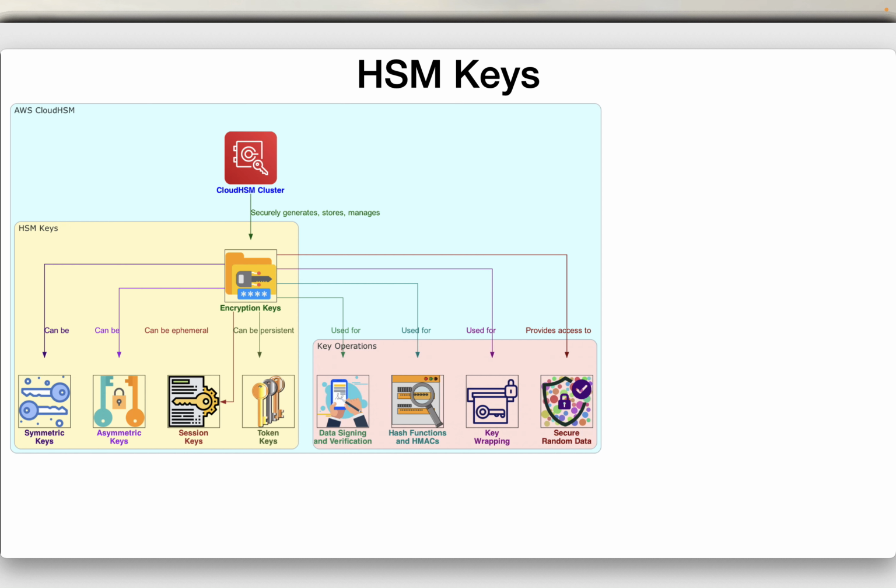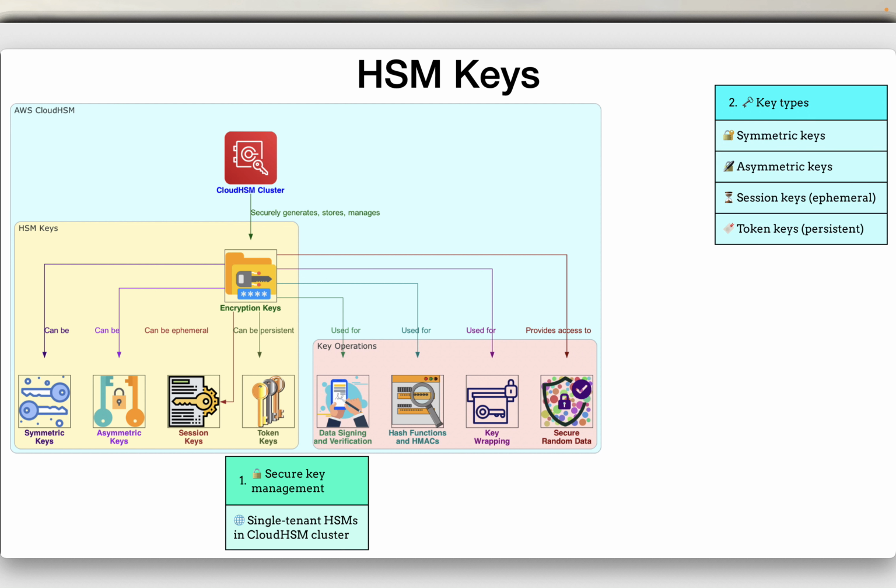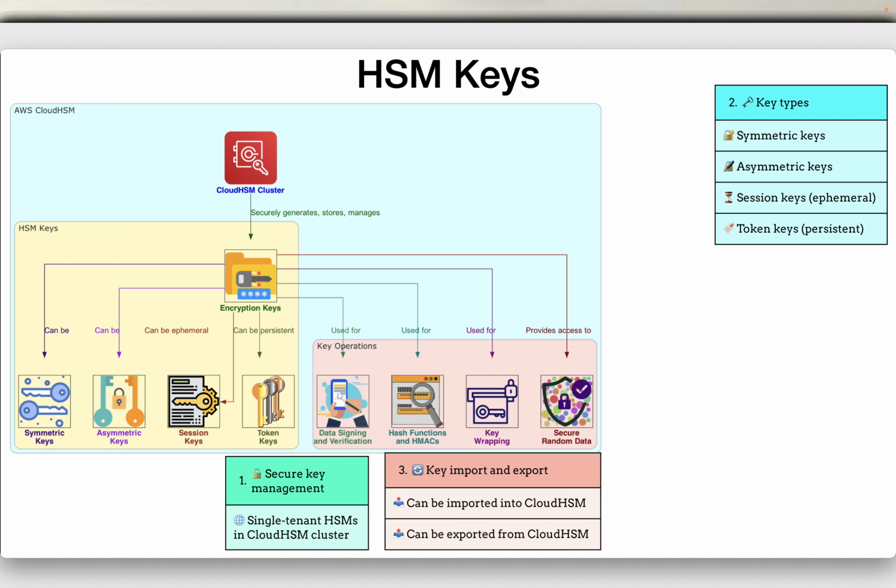Okay, next something about HSM keys. AWS Cloud HSM allows you to securely generate, store and manage your encryption keys in single tenant HSMs that are in your AWS Cloud HSM cluster. And keys can be symmetric or asymmetric, can be session keys, which are ephemeral keys for a single session. They can be token keys, which are persistent keys for long-term use. Keys can be exported from and imported into Cloud HSM.